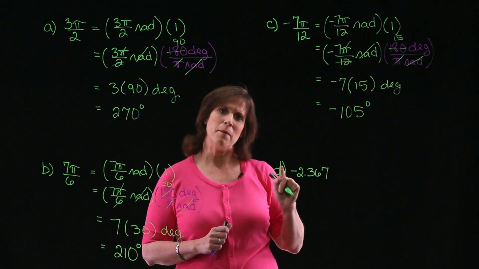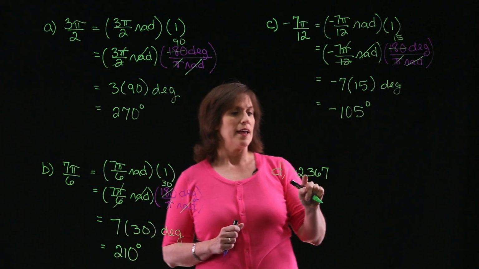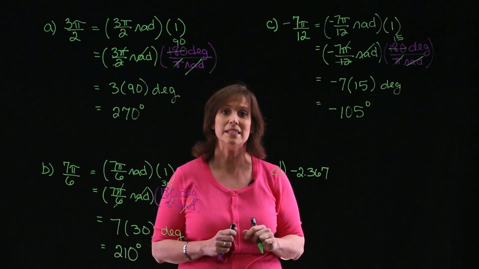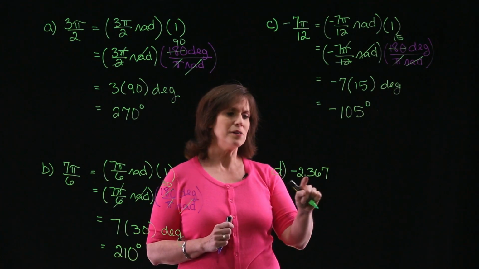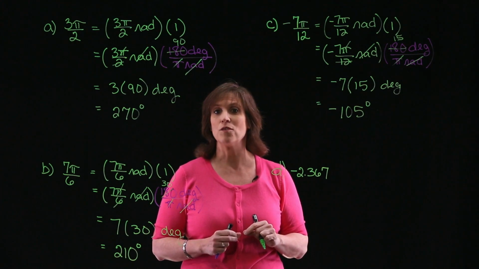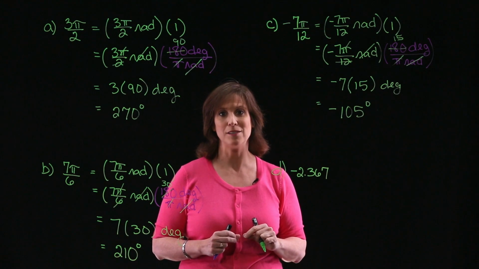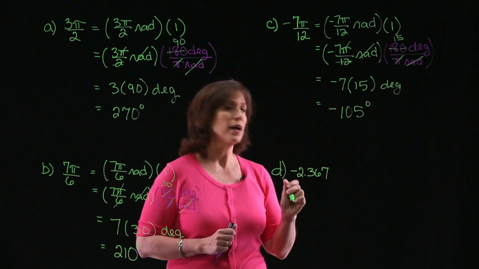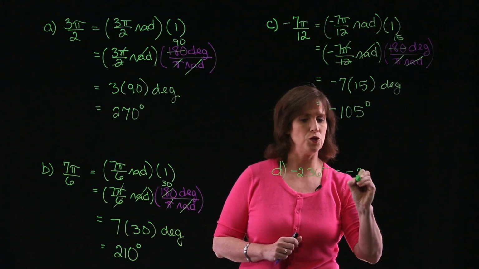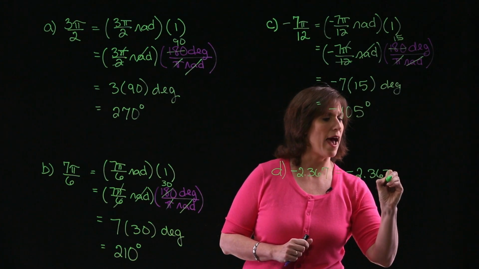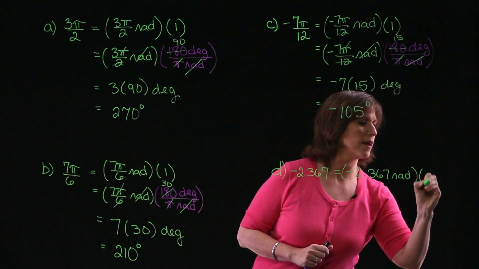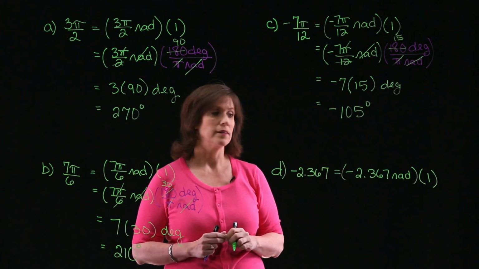Okay, one more time, but this problem's a little different. This time I have a negative angle, and notice there are no units written after it, so it is being measured in radians. Notice that there's no pi written here. Angles that are measured in radians do not have to have a pi associated with them. Okay? So we're going to do this just as we did before. So we've got negative 2.367, and that's in radians. And we're going to multiply by 1.